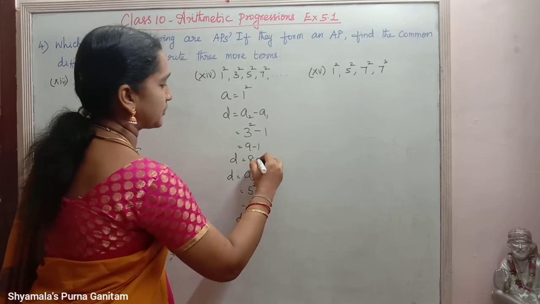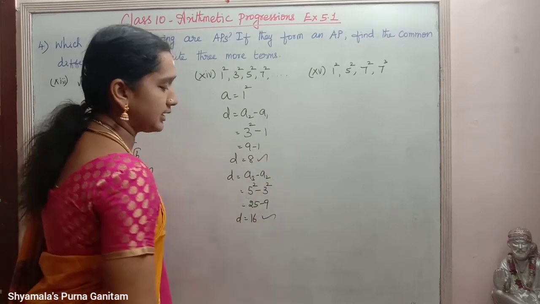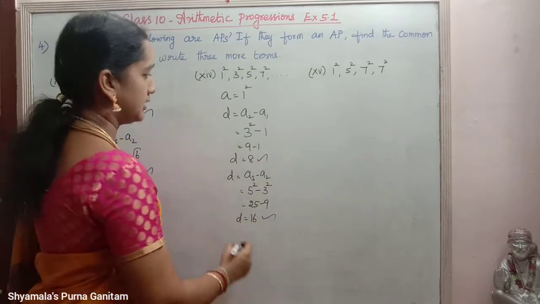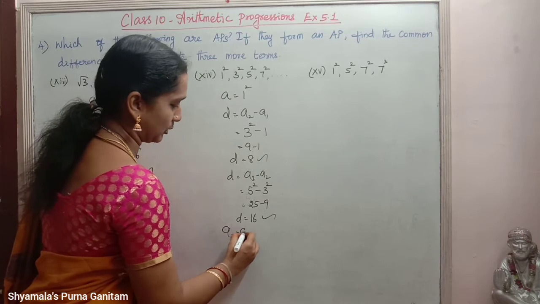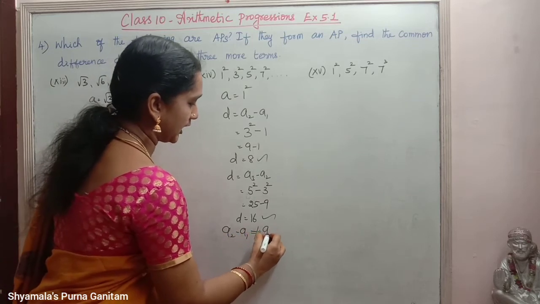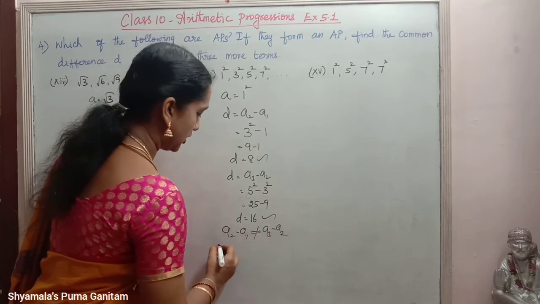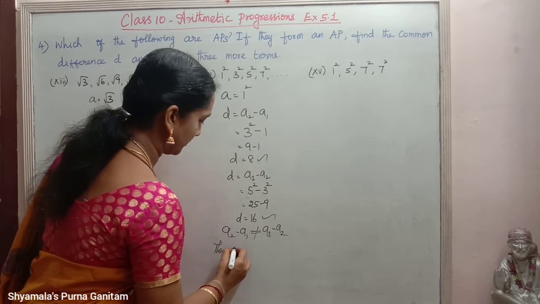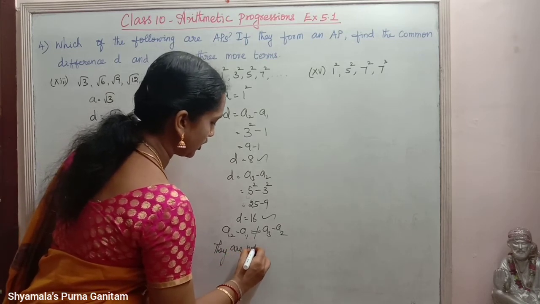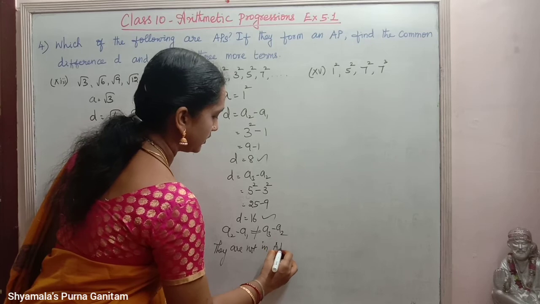So the first difference we got is 8. The next difference we are getting is 16. So a2 minus a1 is not equal to a3 minus a2. So they are not in AP.